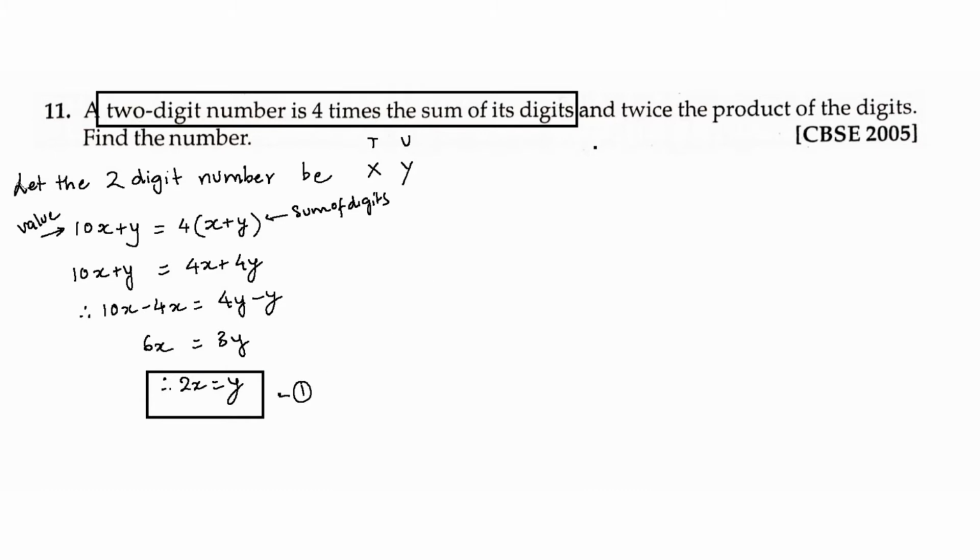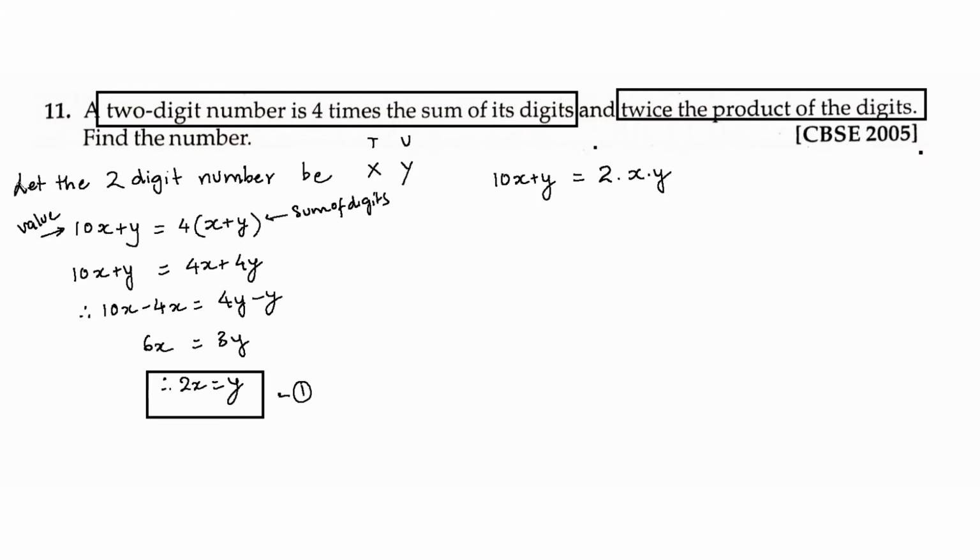Now let me go ahead. The 2-digit number is also twice the product of the digits. So now let us write this particular statement. The 2-digit number, so the value of this number is 10x plus y, is 2 times the product of the digits. So this is x multiplied by y.